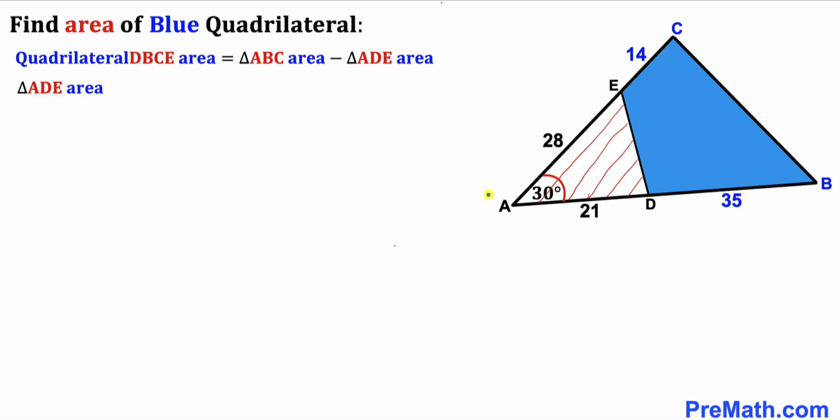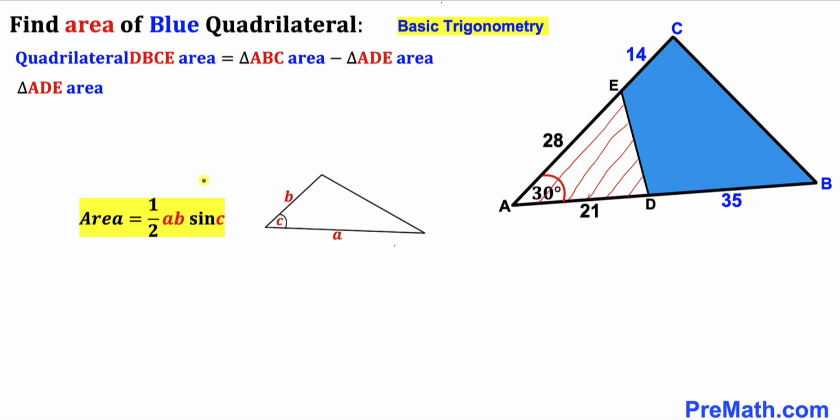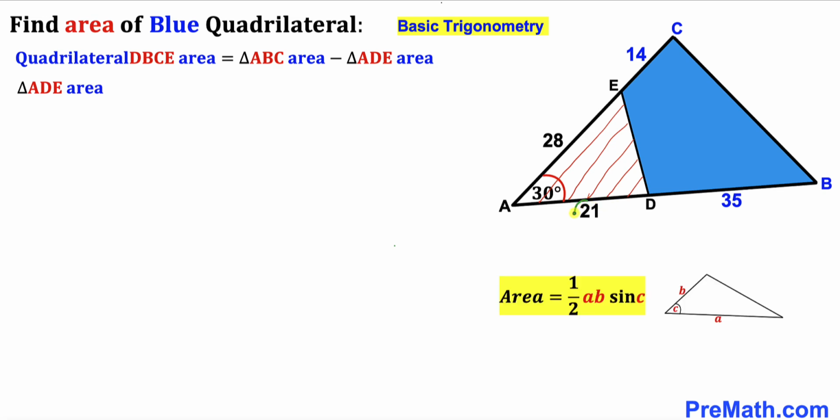And here's our next step. Let's calculate the area of this triangle ADE. We are going to use basic trigonometry to solve this problem. Let's recall the area of a triangle formula: area equals a half times a times b times sine of C, where a and b are the side lengths of the triangle, and C is the angle between them. In our case, our side lengths are 21 and 28, and the angle between them is 30 degrees.